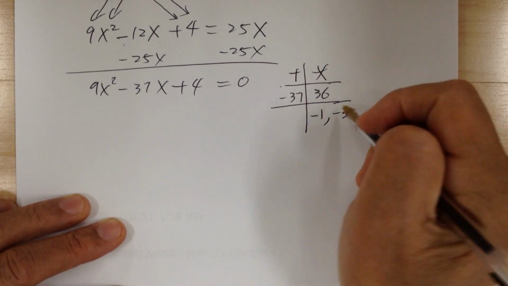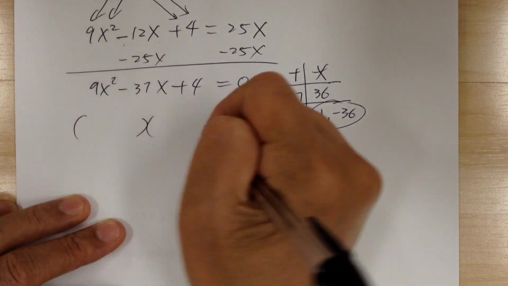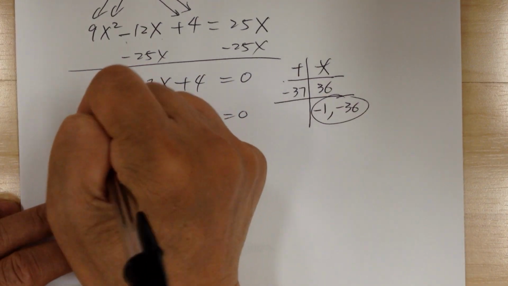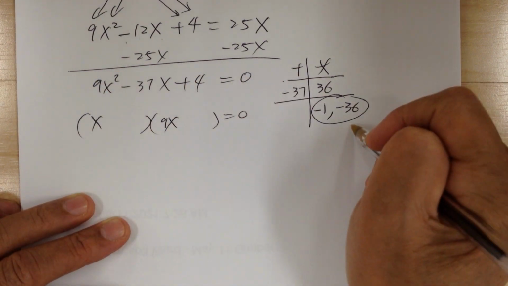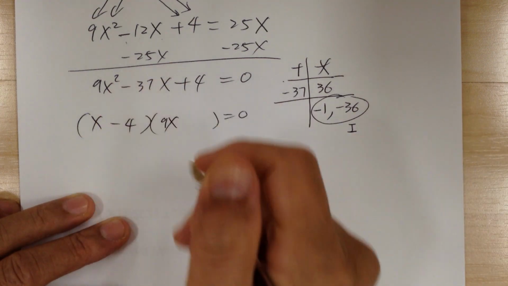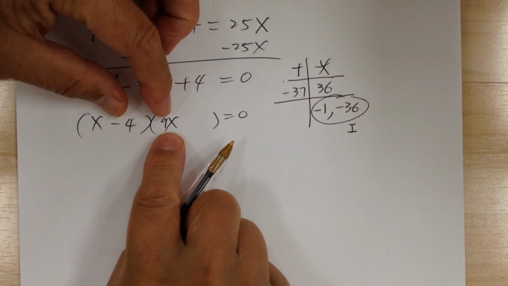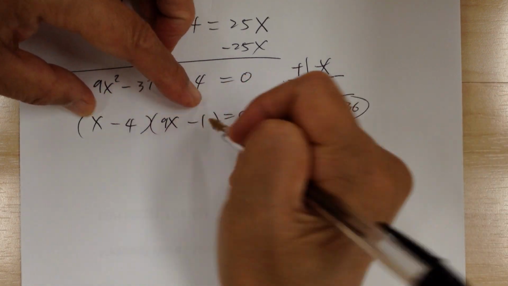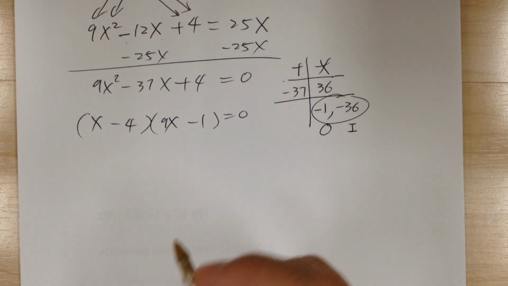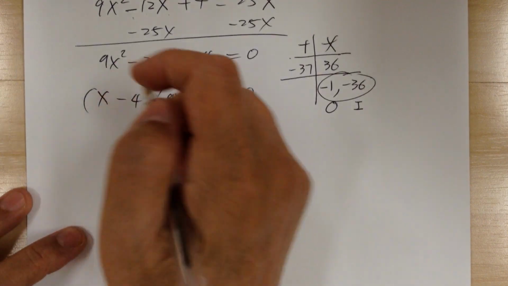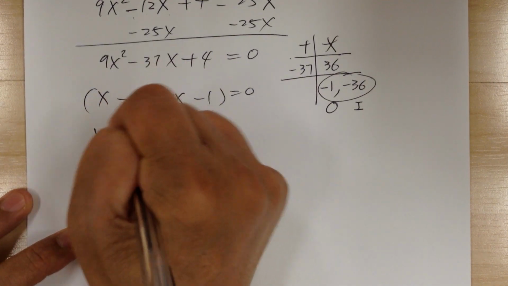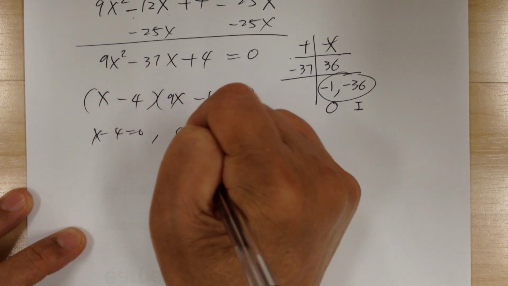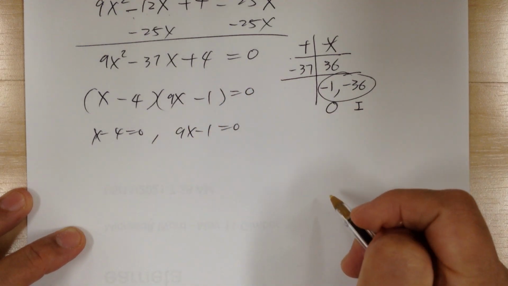Okay? And that's it. So break it down: you're going to get x and 9x. This will be the inside, so it will be minus 4. Negative 4 times 9 gives you negative 36. This will be the outside, so it will be minus 1. Then you have to set each one equal to 0. So x minus 4 equal to 0, and 9x minus 1 equal to 0.